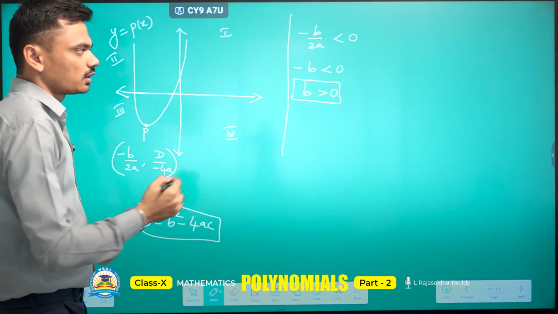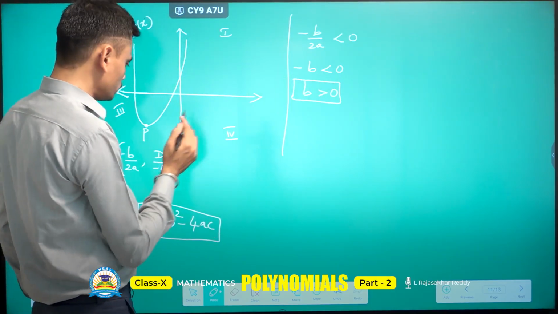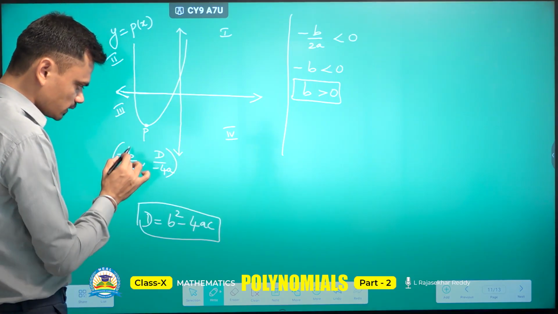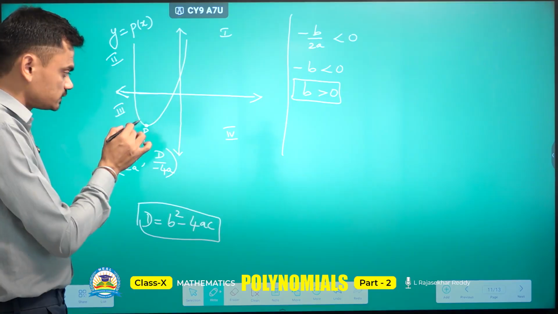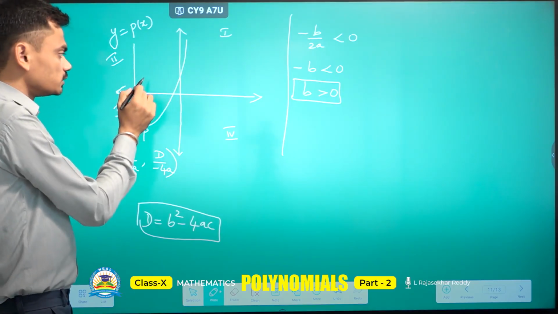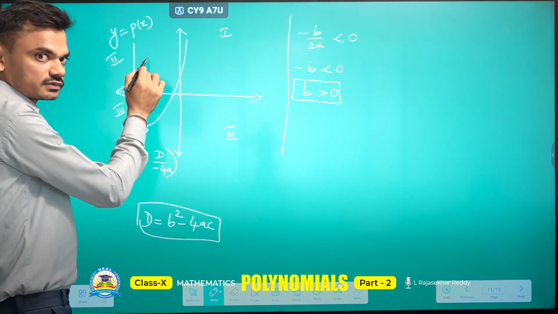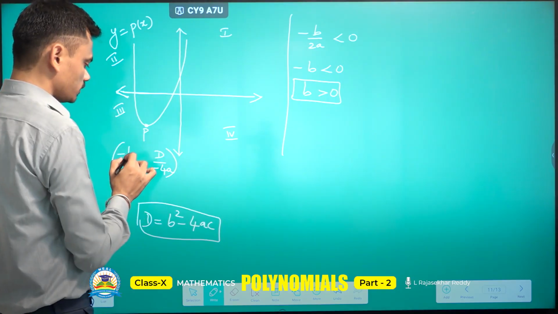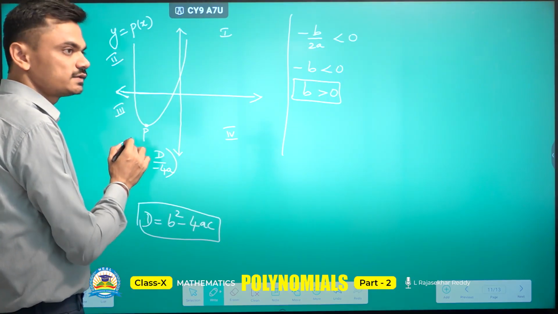Okay. So how to check b whether positive or negative? You have to take the maximum point, see what is its x coordinate and in which quadrant it is there. Sometimes you may get it in the second quadrant. In the second quadrant if it comes, in that situation also we have to take x, minus b by 2a, as negative.